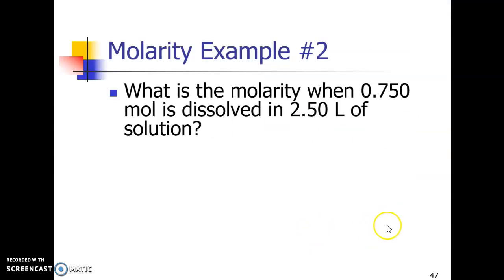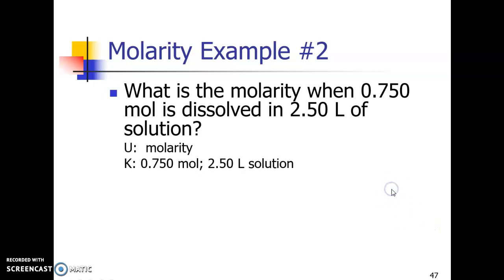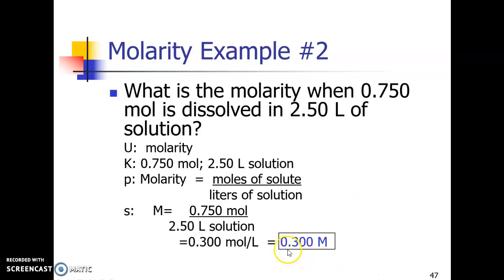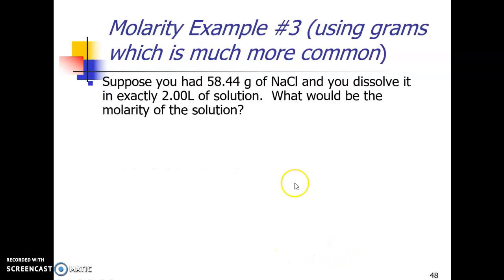Alright, here's our second molarity example. If you want to, you can pause it and work it out yourself and then come back. So what is the molarity when 0.750 moles is dissolved in 2.50 liters of solution? So our unknown is the molarity. Our knowns are the moles and the liters. So our plan will be to use molarity equals moles over liters and solve to get a final answer of 0.03 molar.